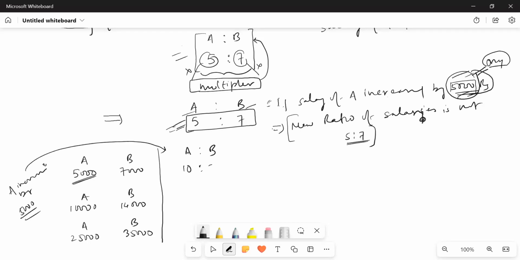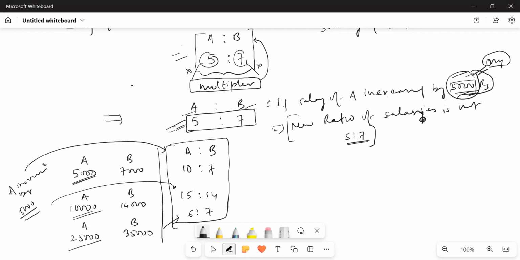The new ratio will be 10 is to 7. In this case, the new ratio will be 15 is to 14, and I'm just increasing 5,000 in the salary. In this case, the new ratio will be 6 is to 7. So what you see here is we are getting different ratios because A can have different values. So unless the value of A is given, or somehow we can find the multiplier here, we will not be able to calculate the new, changed ratio.